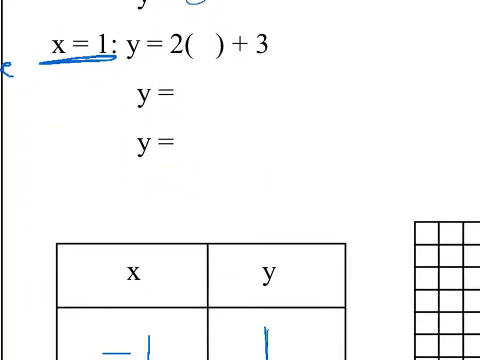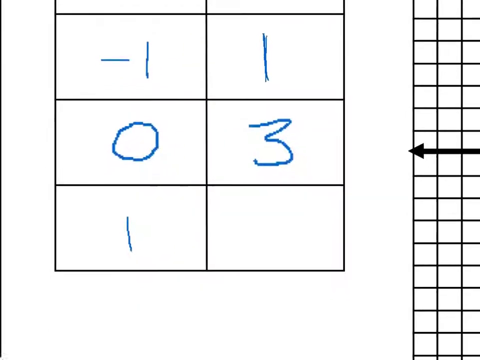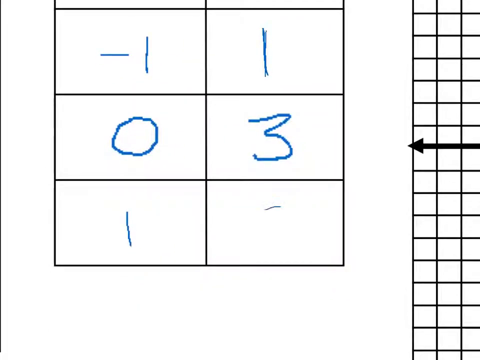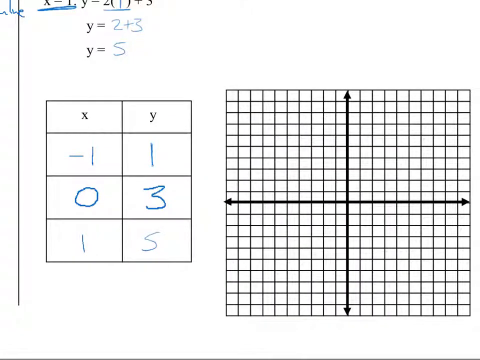So now I'm going to plug in x for 1. Y equals 2 times 1 plus 3. Solving for y, all I got to do is follow order of operations. 2 times 1 is 2, plus 3. 2 plus 3 is 5. So when x is 1, y is 5. Now we need to graph our points and draw our line.